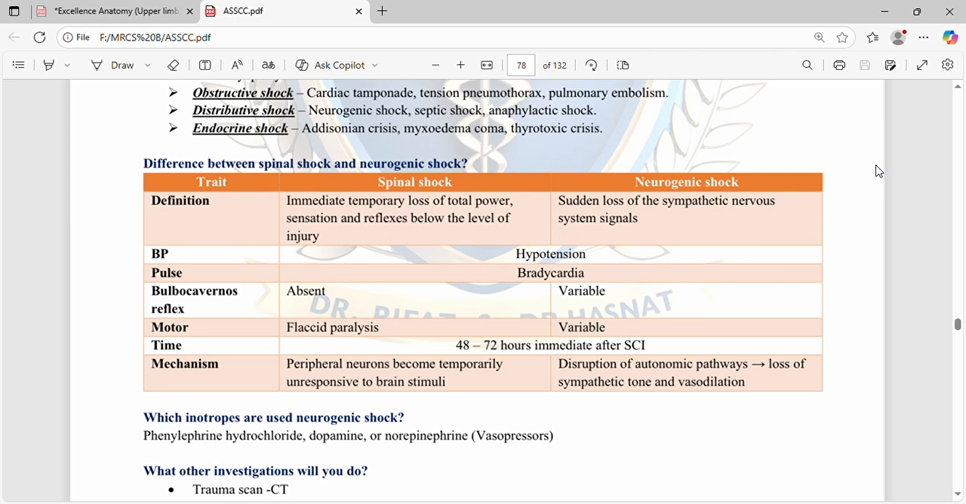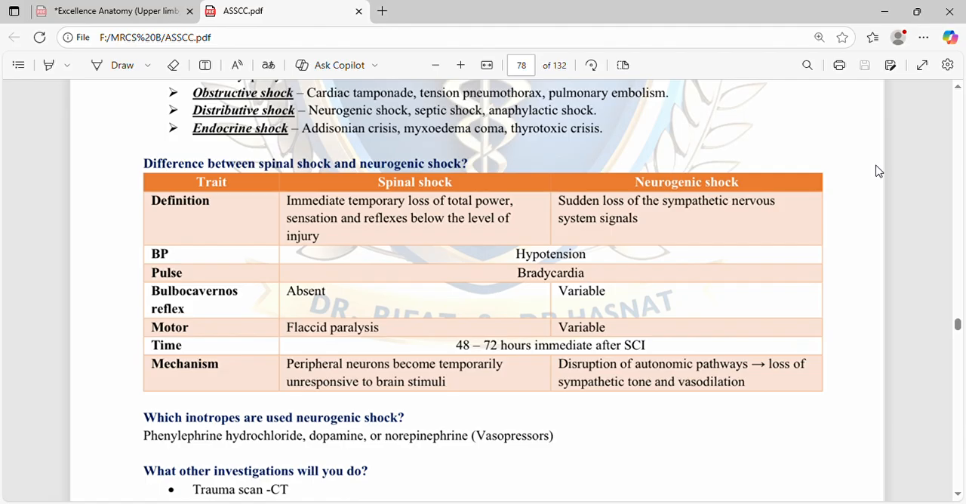Okay, so this is the continuation of the polytrauma, cervical fracture, critical care station. So, the difference between spinal shock and neurogenic shock. Spinal shock is the immediate temporary loss of total power, sensation, and reflexes below the level of the injury.